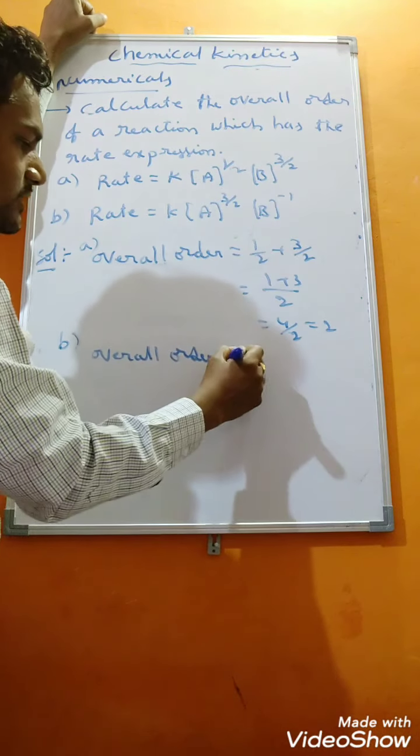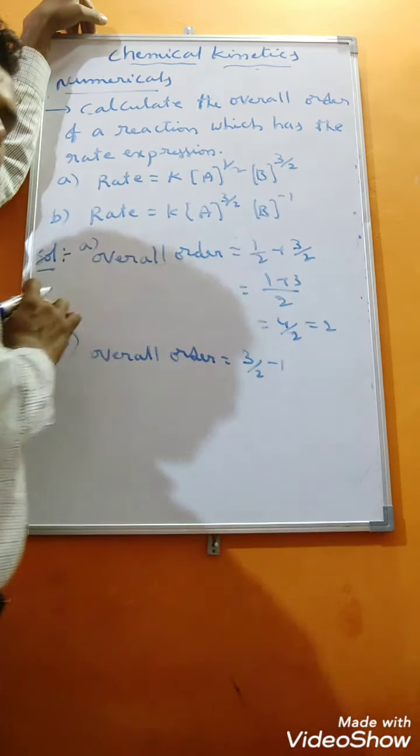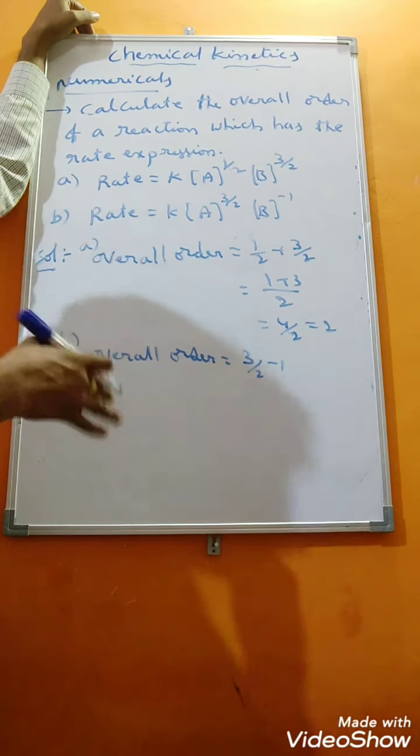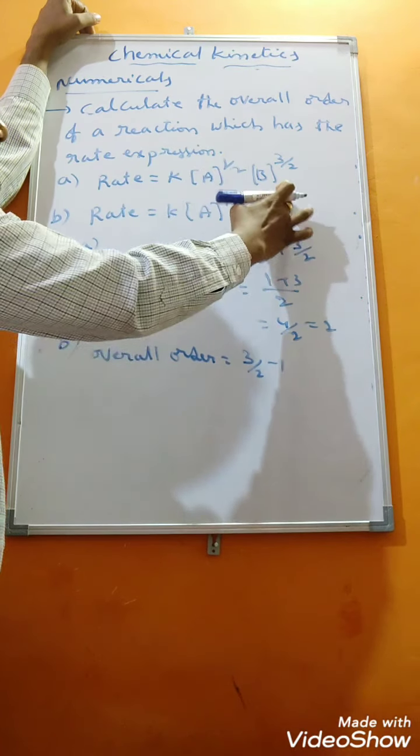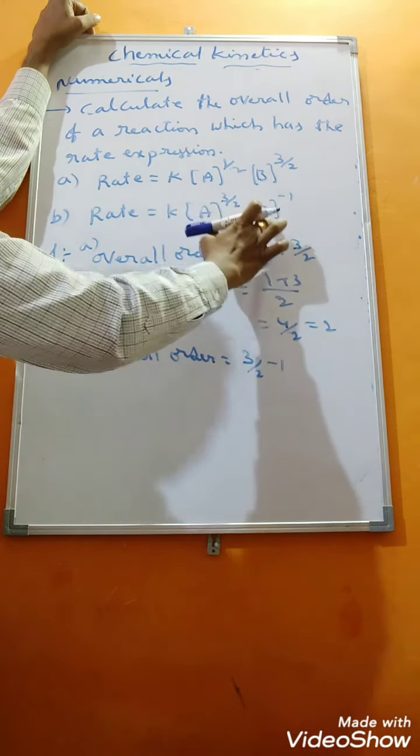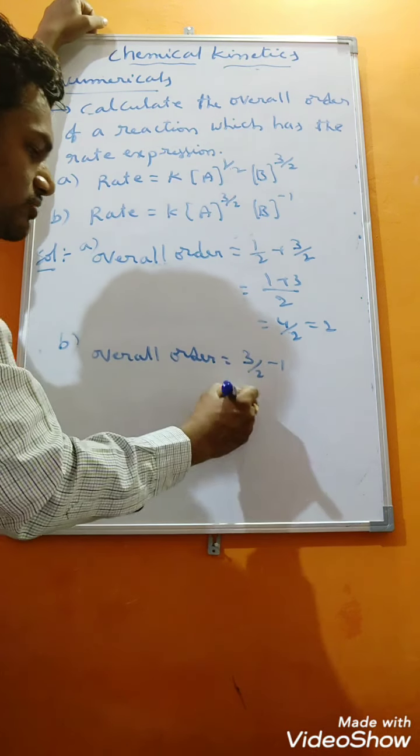Here, 3 by 2 minus 1. Here you see the order with respect to B is minus 1, students. So order may be 0, 1, 2, 3 and so on, and even fractional, and even sometimes you will get a negative value with respect to a particular reactant. Right students? So 3 by 2 minus 1.